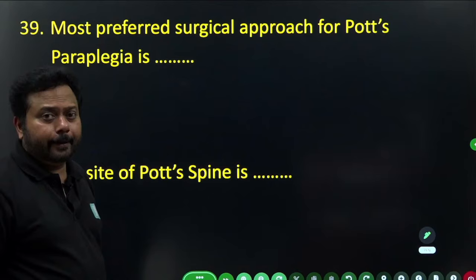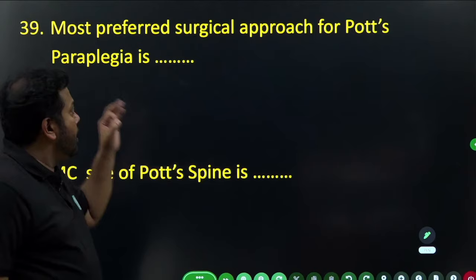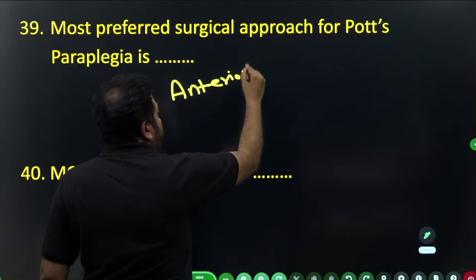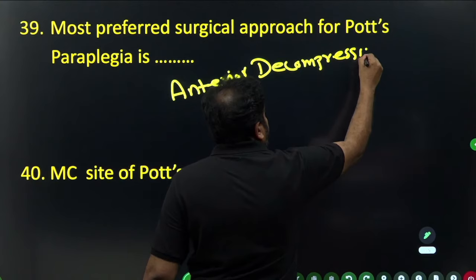So Pott's paraplegia, what are the approaches? Many approaches are there. I am not going to tell all. The most preferred approach is called anterior decompression. Anterior approach. Please register this in your mind, because this question has been asked 4 times. Anterior decompression. They will confuse you with posterior, lateral, anterolateral, many things. So anterior decompression preferred. Okay.